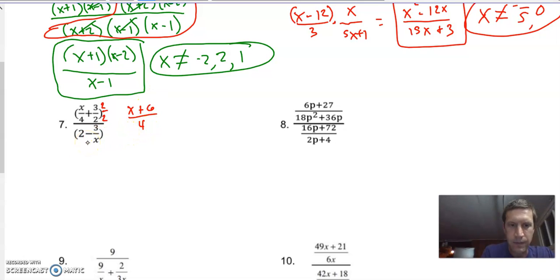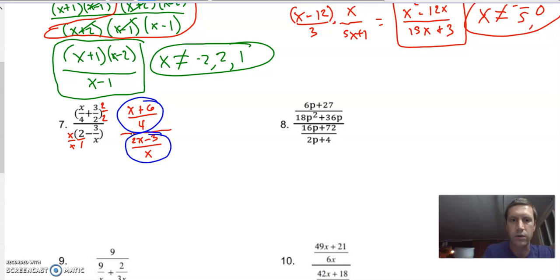On the bottom, I have 2 over 1 minus 3 over x. That's over 1. I think if I multiply by x over x, that gets me x on the bottom. So I get (2x minus 3) over x. So I think blue ink is better. It's not as threatening. So for the first fraction, instead of dividing by this fraction, I'll do times the reciprocal of that bottom fraction. So (x plus 6) over 4 times x over (2x minus 3).